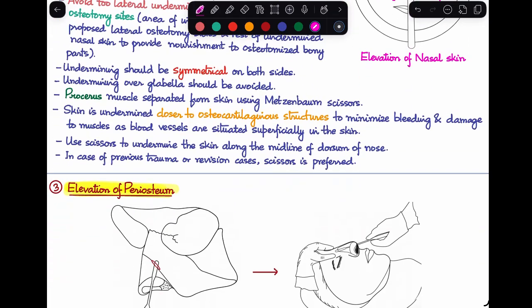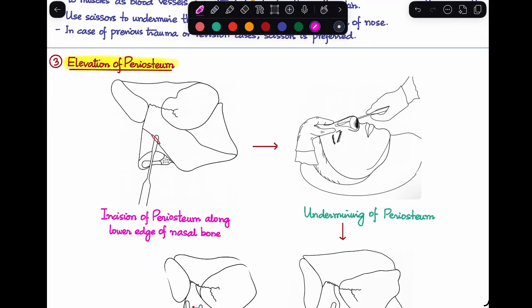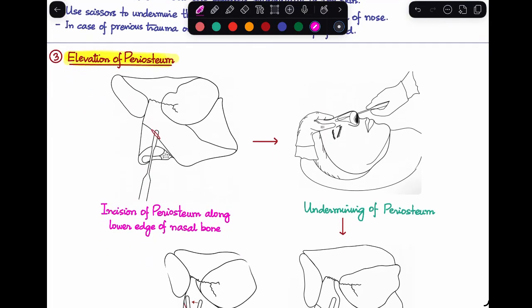Next, we move on to our third step, which is elevation of the periosteum. Now, what are we going to do here? Here, the instrument that we are going to use is Cottle's nasal periosteal elevator. First of all, you'll try to palpate the lower edge of the nasal bone. If we look at the image here, this is the nasal bone. We will palpate the lower edge of the nasal bone over here.